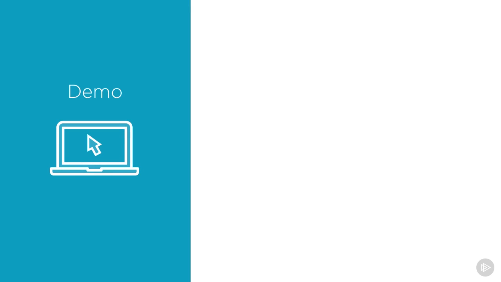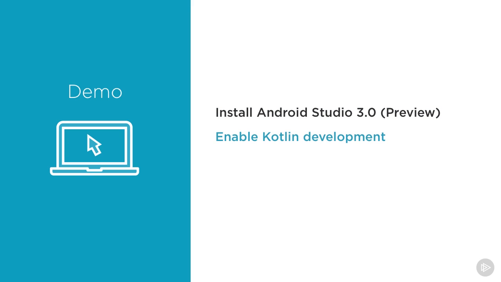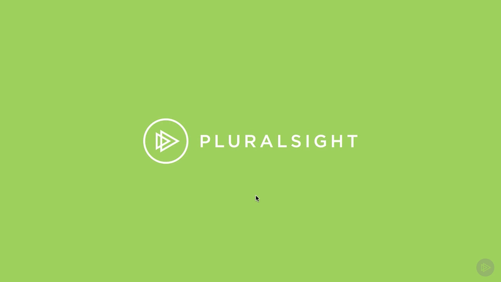Now let's get started and set up our environment. We'll need to install Android Studio 3.0, which contains all the new tooling for Kotlin development. We'll need to enable Kotlin development in our project creation and create our new Wikipedia app project. The first thing we'll need to do to get our development environment set up is to install Android Studio 3.0.